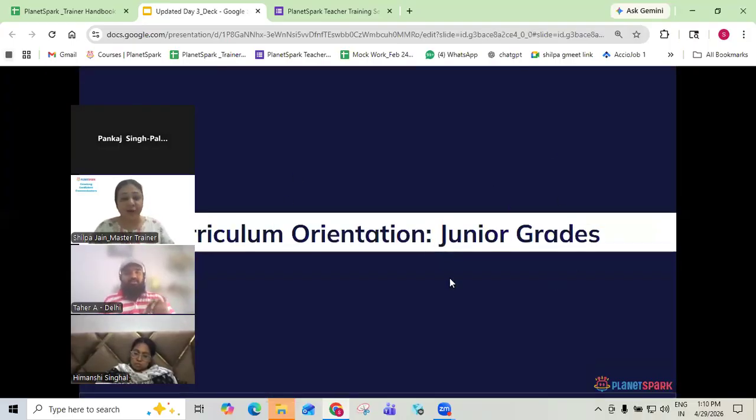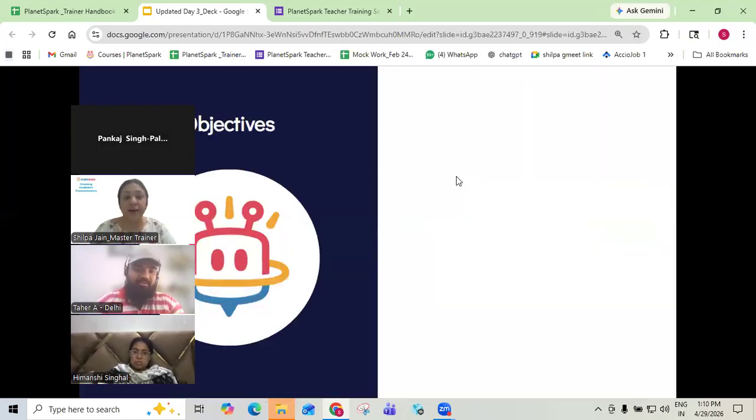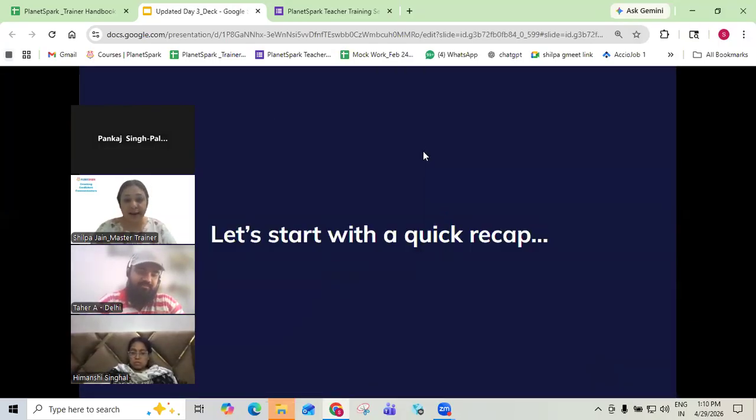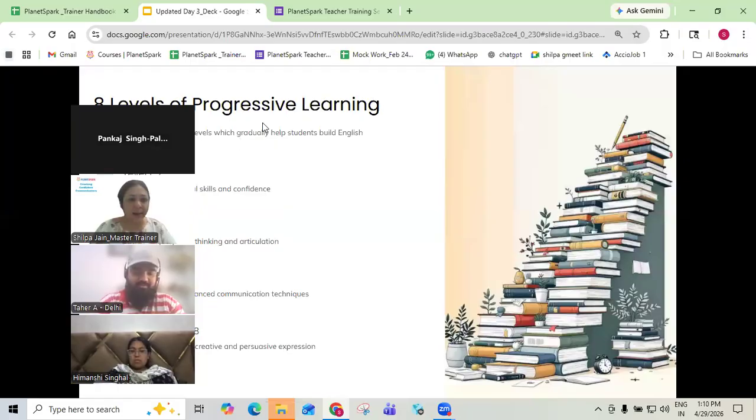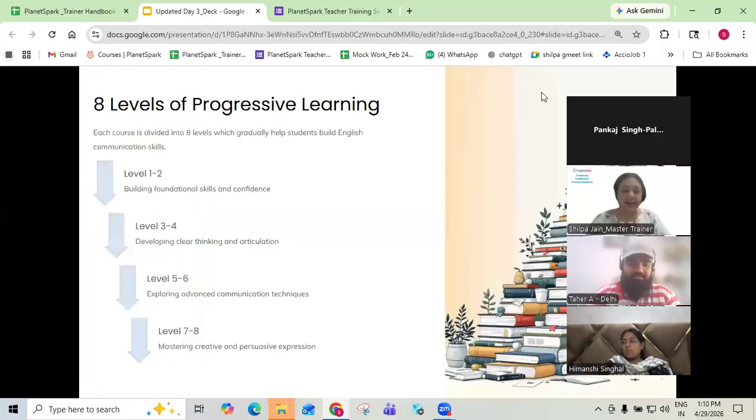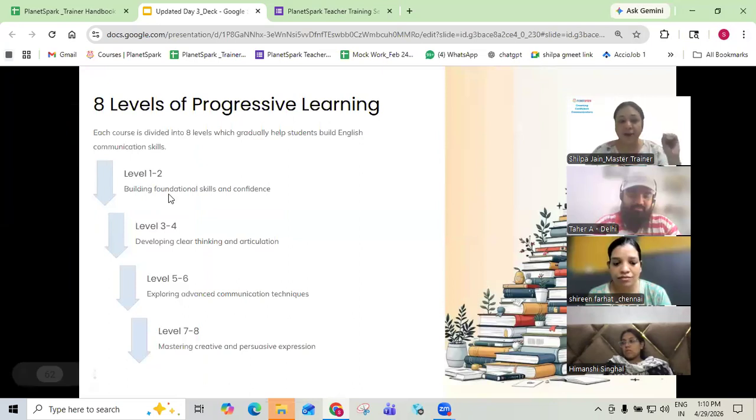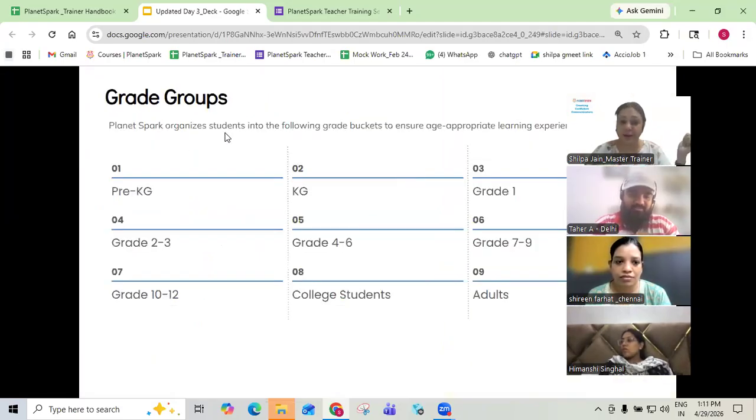Curriculum specifically for the junior grades. Now, for the junior grades, if you remember, quick recap from yesterday and the last 2 days session, there are 8 levels of progressive learning. Level 1 and 2 focus on building the foundational skills. By the time they come to level 7 and 8, they are confident communicators. Grade groups: pre-KG, KG, grade 1 standalone classes. After that, we have the grade buckets.